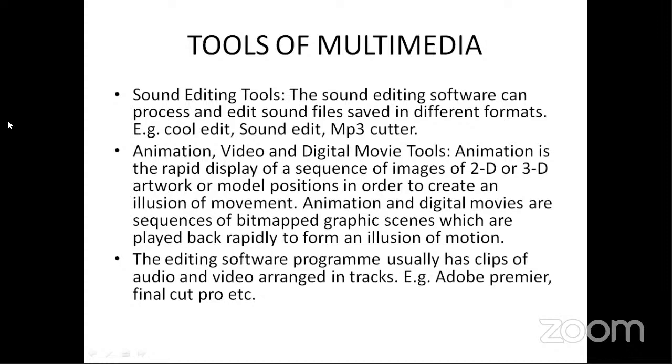These tools are related to video editing. In simple terms, the tools which are related to video editing come under this. Animation is the rapid display of a sequence of images, whether it is 2D or 3D or artwork or model positions or anything. It is an illusion of movement. Animation and digital movies are sequencing of bit-mapped graphic scenes which are played back rapidly to form an illusion of motion. What happens? You have to show that movement, right? To show the movement in video, the scenes are played back rapidly to create the illusion, especially in animation.